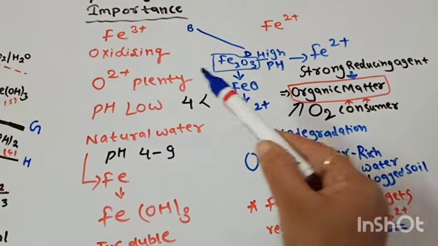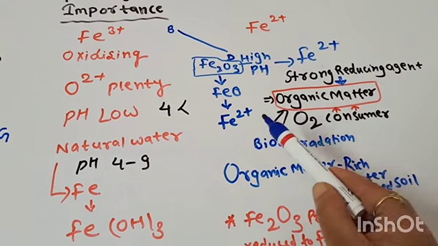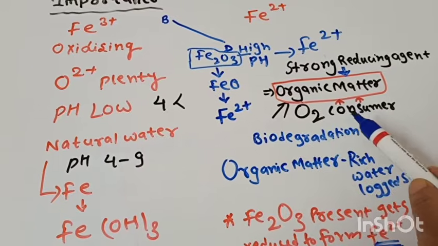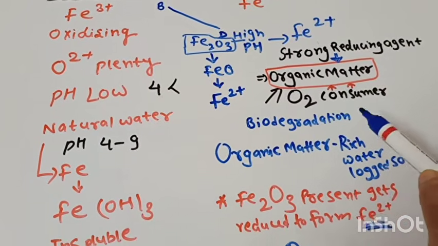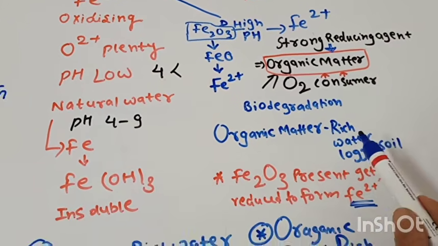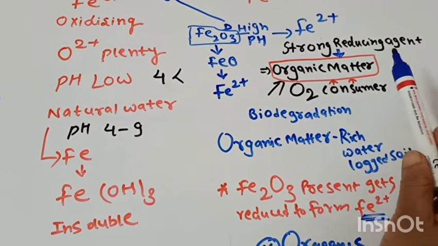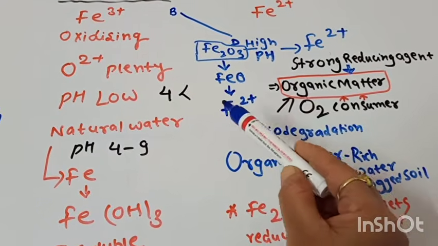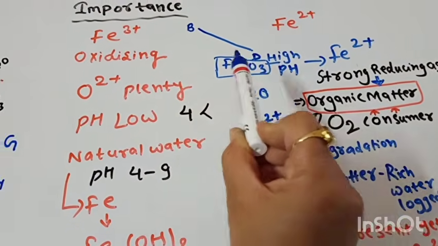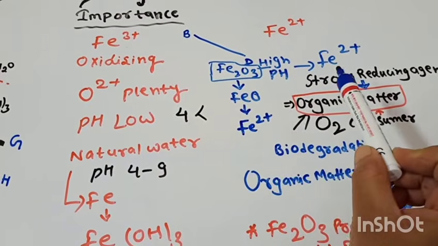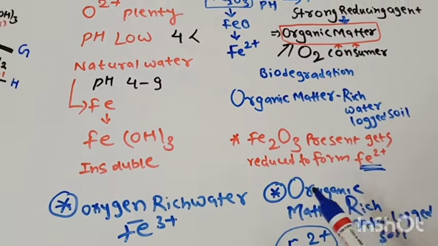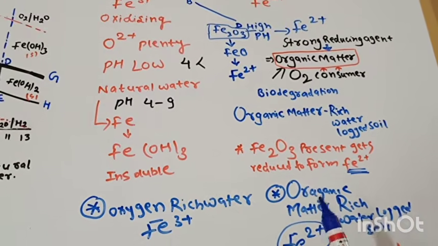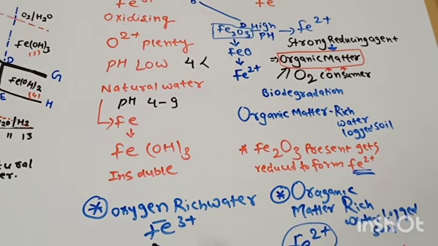And when the conditions are strongly reducing, meaning when there is a lot of organic matter present in the water, it will consume a lot of oxygen for biodegradation, and we can say that organic matter rich waterlogged soil acts as a strong reducing agent. It will convert the Fe2O3 into Fe2+ ions, and as the pH increases along the line BD, the Fe2O3 converts to ferrous ions, and hence organic matter rich waterlogged soils are rich in ferrous ions, and oxygen rich water is rich in ferric ions.